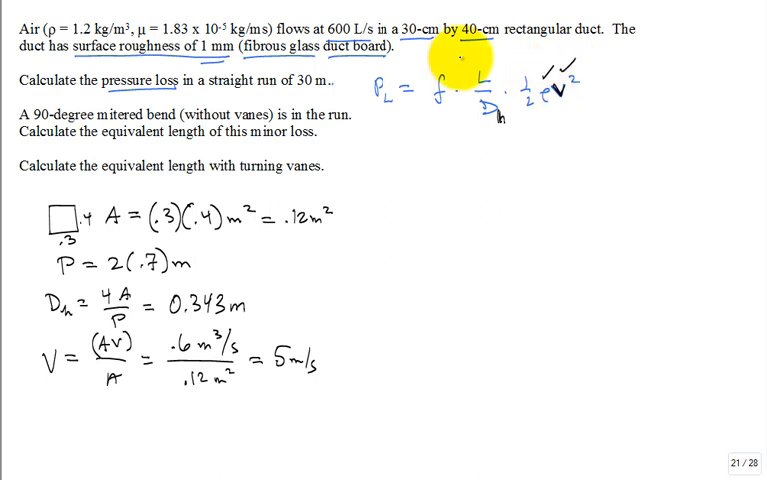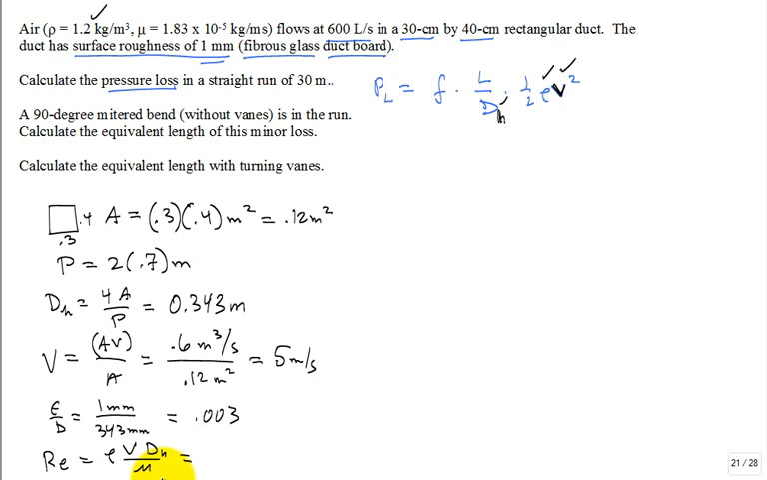The density is given. We have the hydraulic diameter. We need to get the friction factor, true? So what do I need? I need to get the relative roughness. Let's go ahead and get the 1 millimeter divided by the diameter of 343 millimeters. So what is that? 0.003. And calculate the Reynolds number, rho V D divided by mu, that's a hydraulic diameter.